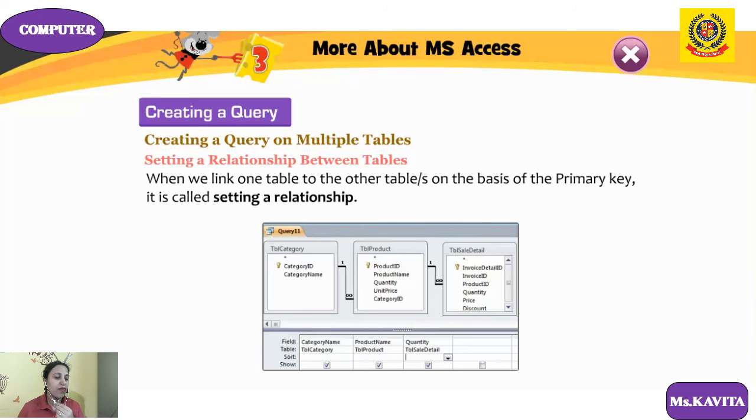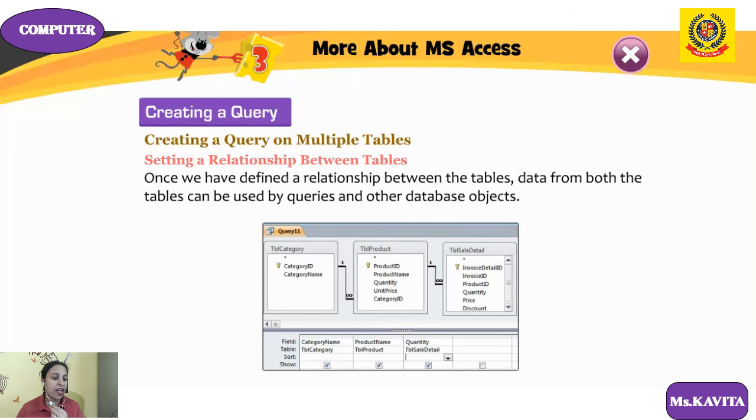When we link one table to the other table on the basis of a primary key, it is called setting a relationship. I have told you a primary key is a unique key. Like you can take your admission number as a primary key. That is unique for every student and should not be repeated, so we can make it a primary key. Once we have defined a relationship between the tables, data from both the tables can be used in queries.